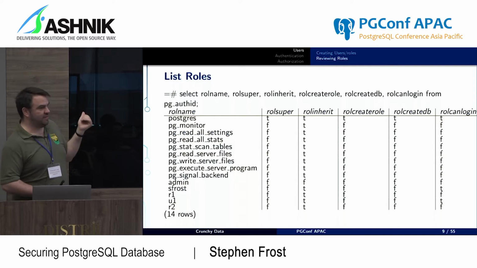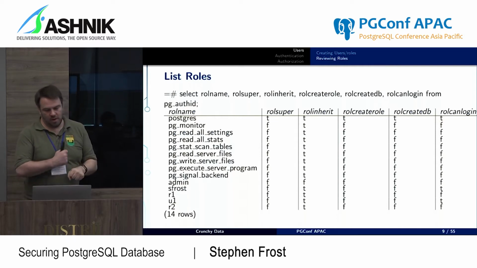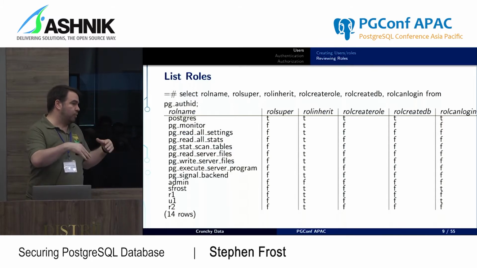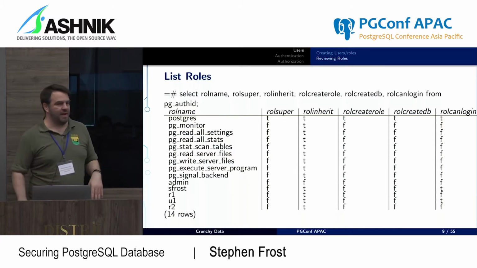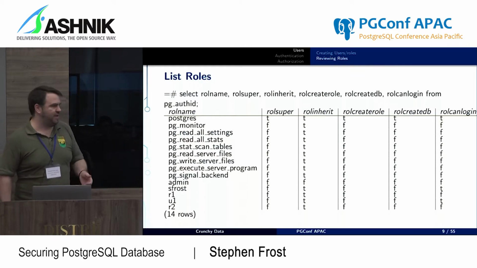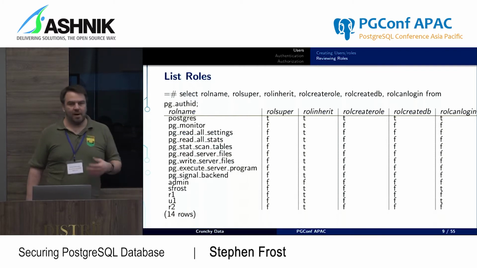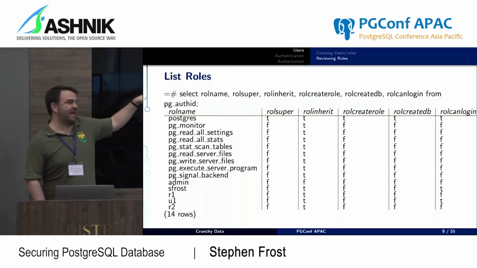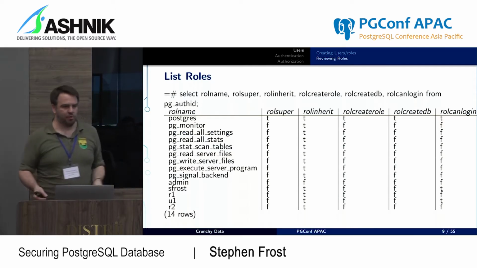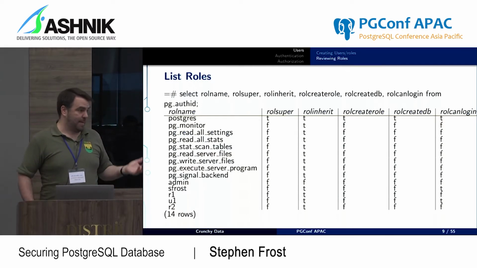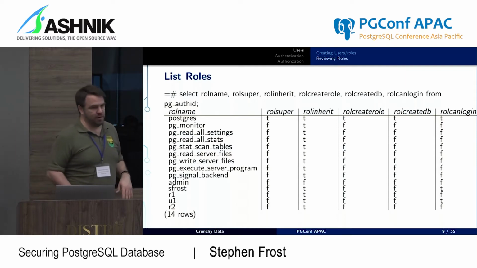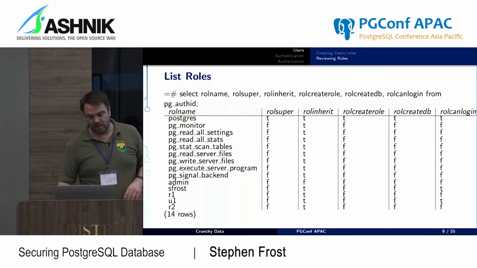pg_stat_scan_tables is used for some of our tools that allow you to do things like pgstattuple, right? And go read the entire table and say, okay, give me the amount of bloat in this table kind of thing, right? The reason that that's a separate privilege is because scanning a table obviously involves pulling it into memory, right? And it might blow out your cache or do other things that maybe you don't want. But that's kind of a quick rundown of all of the different default roles that we have.